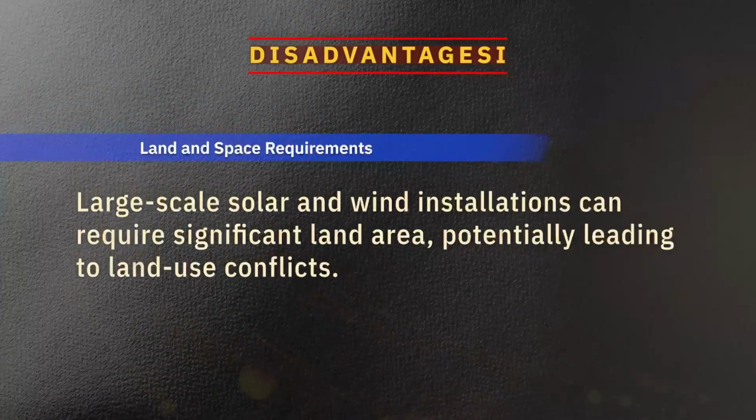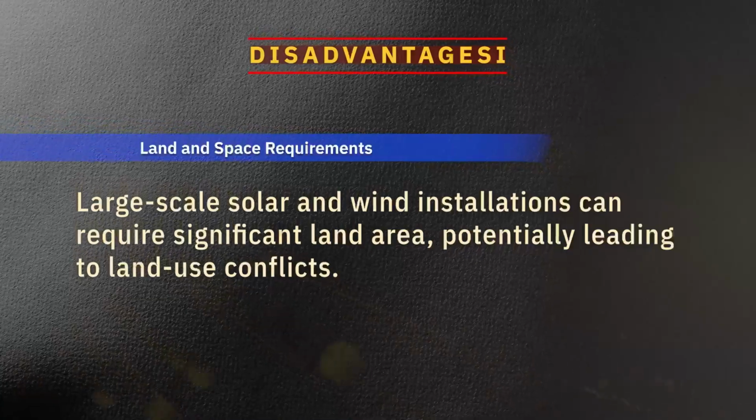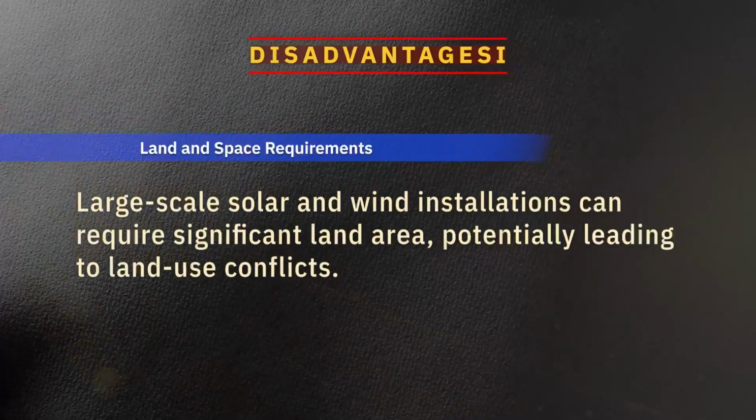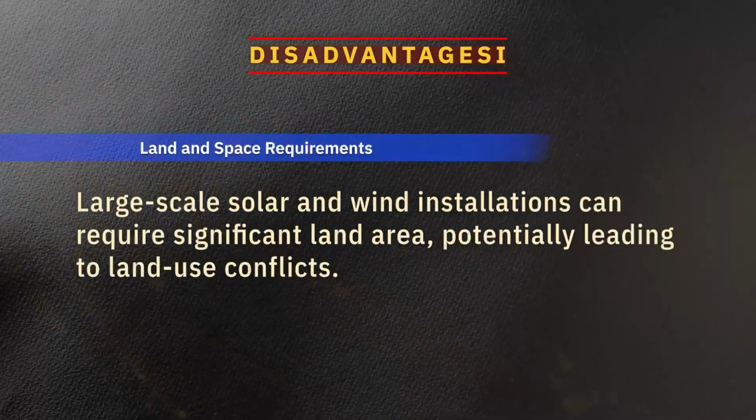Land and space requirement. Large scale solar and wind installations can require large land areas. We all know that if we have been to states like Gujarat, where there are many wind power generation systems, large areas are required for their installation, and in some cases some countries cannot even provide so much area for this power generation. So it becomes a negative point after all.